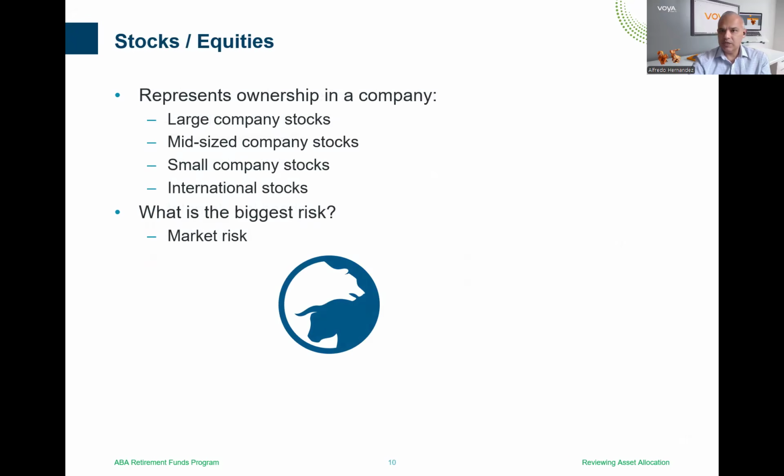Equities represent ownership of a company. And as I mentioned earlier, you can have different sizes of those publicly traded companies, but also geographical. The biggest risk for equities is market risk. We cannot do away with market risk. What do I mean by this? That even good companies, solid companies, in a down market, those good companies can see their stock prices decrease. Market risk, also, it is important to understand, jumping a little bit ahead, but diversification cannot do away with market risk.